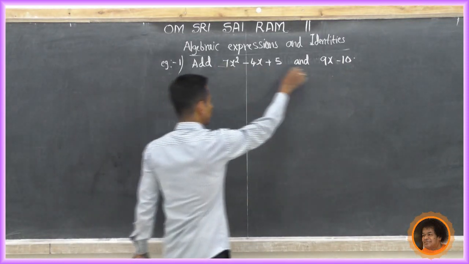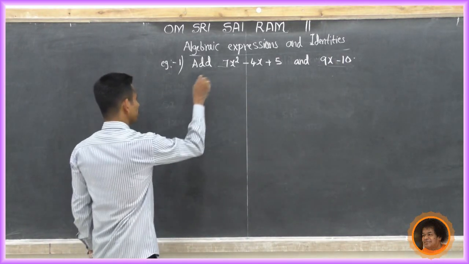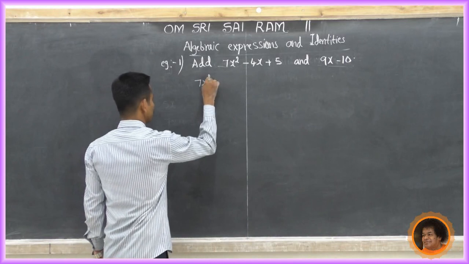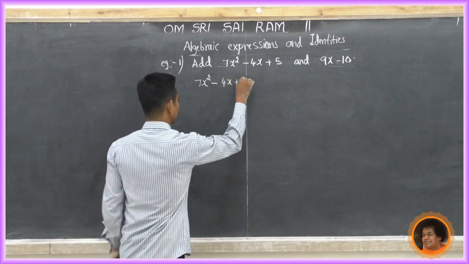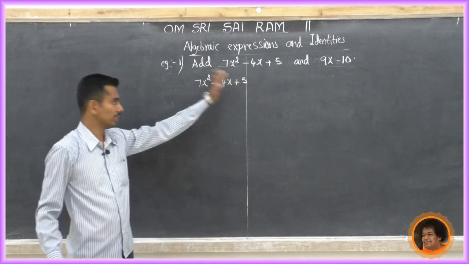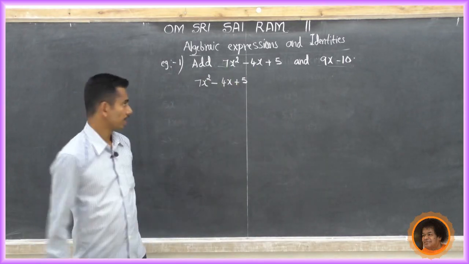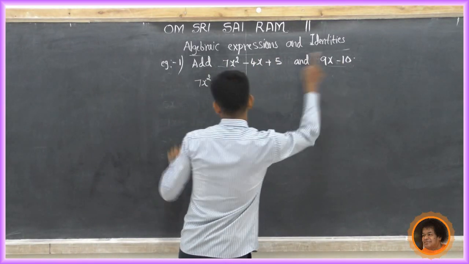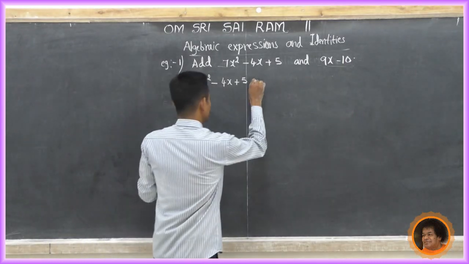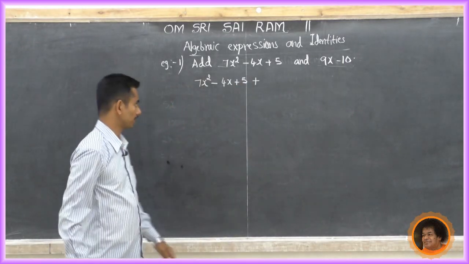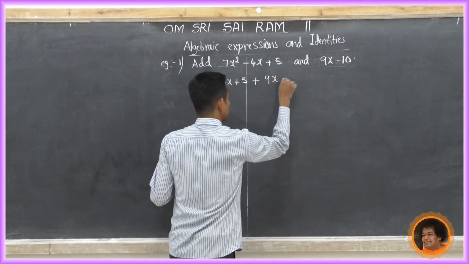This is an algebraic expression, and this is also an algebraic expression. Add these two algebraic expressions. First write the algebraic expression. The first expression is 7x squared minus 4x plus 5. Write it as it is. What is given in the question? 7x squared minus 4x plus 5, and 9x minus 10. Add these two expressions. Add means addition, this is the addition sign, so add plus. The second expression is 9x minus 10.